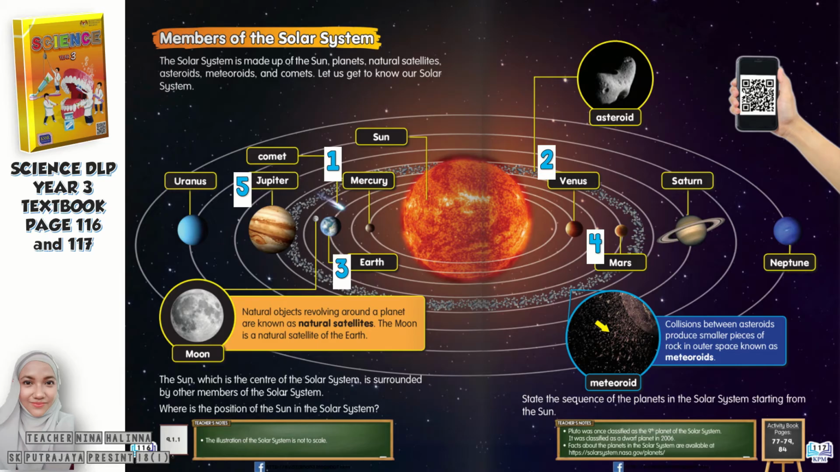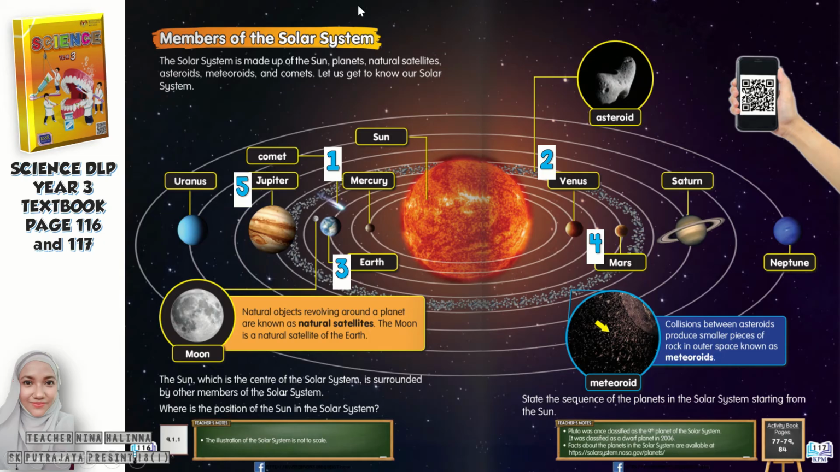So which one is the smallest? Yep, Mercury is the smallest planet in the solar system. Okay, main planet. We also have dwarf planets, but we are not going to focus on that. So we are just focusing on the main planets. Okay, so Mercury is the smallest planet in the solar system.